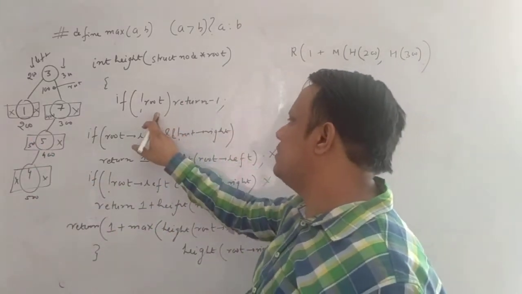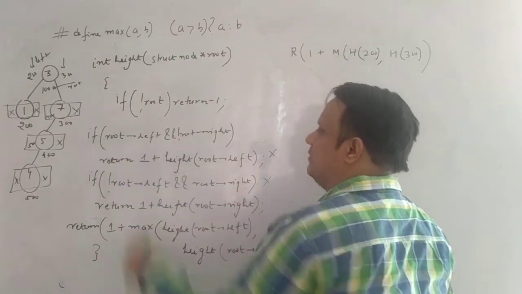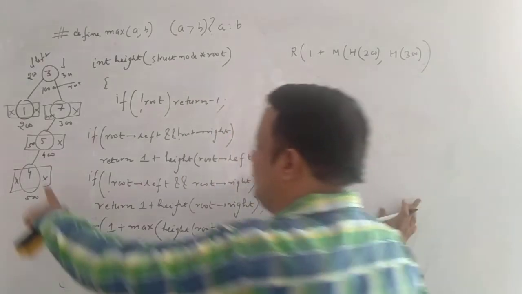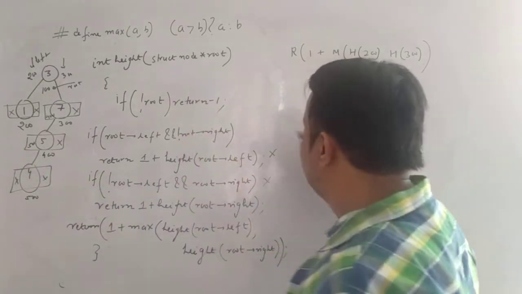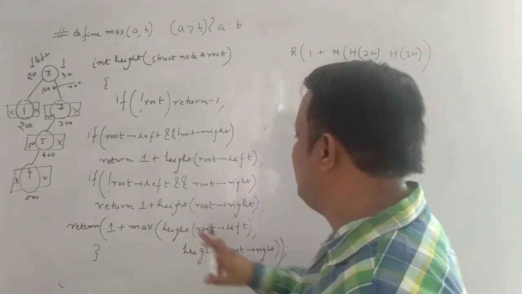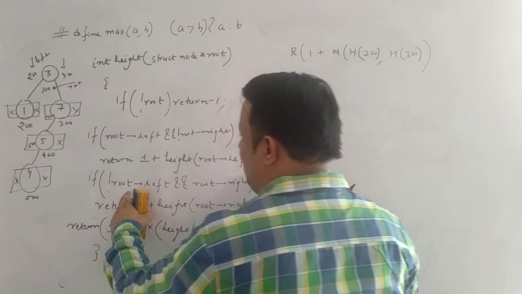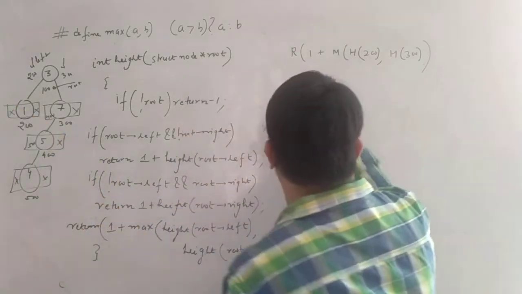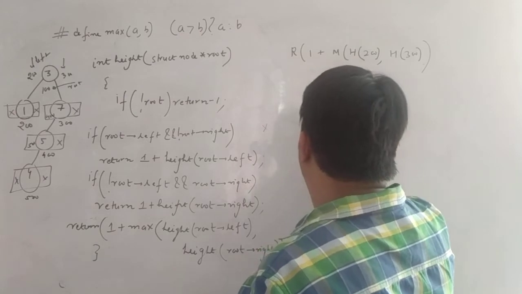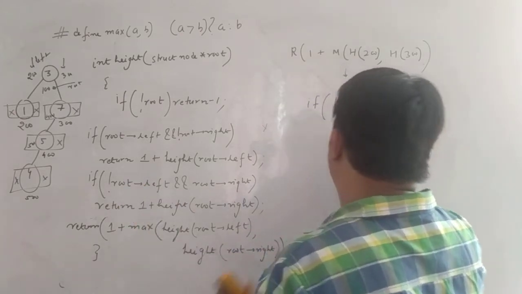So if not of 200, the condition becomes false. We will come to this statement. If root left, so what is the left of this 200? It's null. Left of 200 is null. So this condition becomes false, right? Now moving on to the next statement. If not of root left, root left is null. So if we evaluate this, it becomes if not null, so this condition is true.